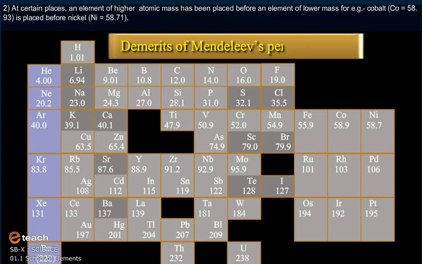For example, cobalt, Co equal to 58.93, is placed before nickel, Ni equal to 58.71.